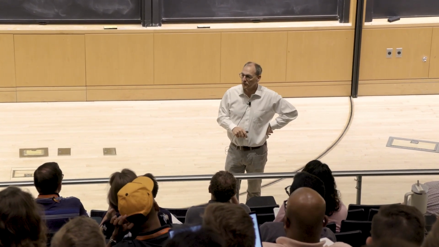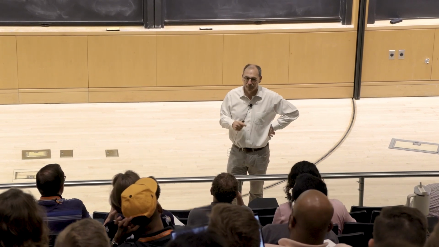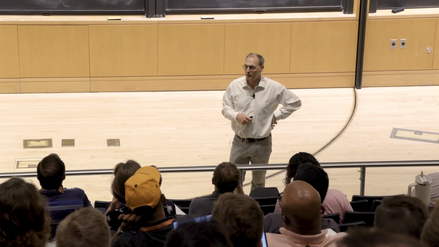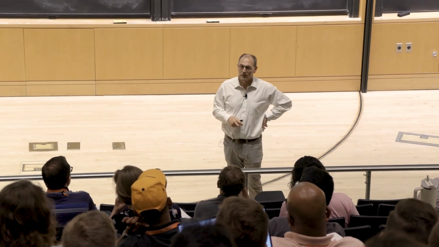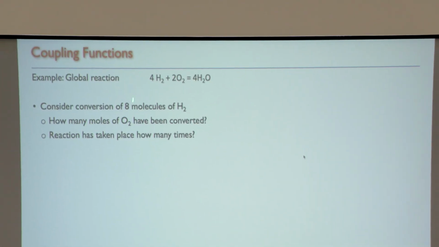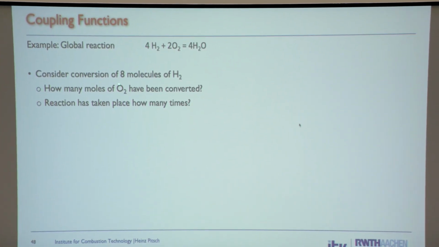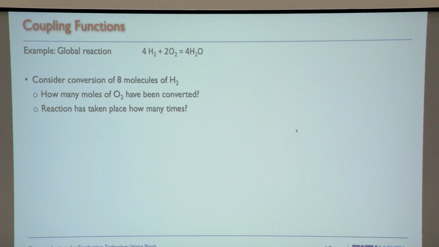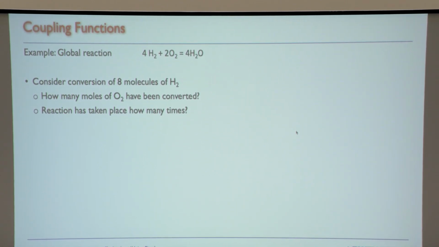How often has the reaction taken place if 8 molecules of hydrogen have been converted? Twice, okay? So it's very easy. You can just take the number of molecules divided by 4, twice. We said 4 oxygen divided by the stoichiometric coefficient, twice, okay?